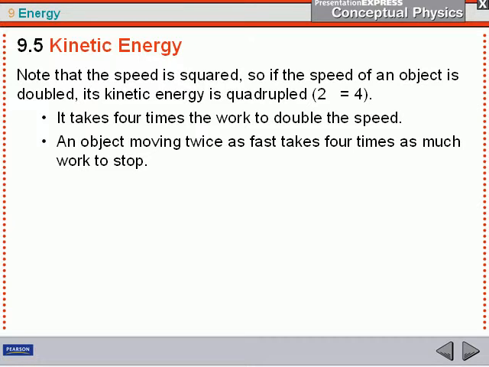So here's another important thing to remember: when you square the speed, the kinetic energy is squared. So if you double the speed, then you're quadrupling the kinetic energy. So that means, first, for work reasons, you have to do 4 times the work to double the speed, and an object that's moving twice as fast takes 4 times as much work to stop. And we're going to see that later on when we're talking in terms of a car.